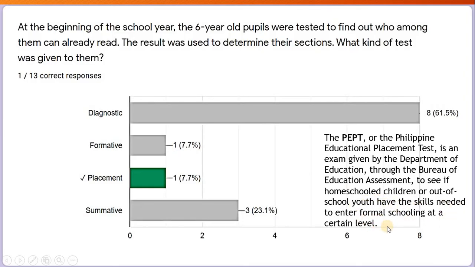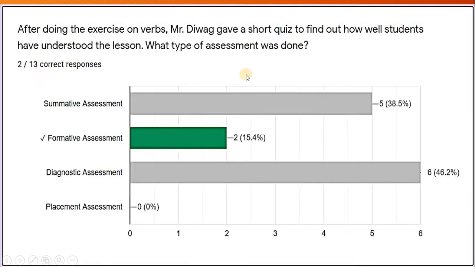at a certain level. So kung makikita nyo doon sa mga Form 137 ng mga bata, become an advisor in the future. May mga option doon kung saan siya nagtapos. PEPT ba? Placement test ba yung kinuha niya or nagtapos siya ng formal education? Normally, mga grade 7 form, may mga option na ganun. I-check mo kung PEPT ba siya o graduate ba siya ng grade 6. Ganon, placement. Another example, after doing the exercises on verbs, the teacher gave a short quiz.